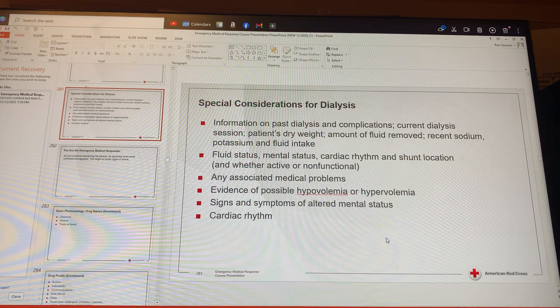Information to gather: past dialysis and complications, current dialysis session, patient's dry weight, amount of fluid removed, recent sodium, potassium and fluid intake, fluid status, mental status, cardiac rhythm and shunt location, and whether active or non-functional, any associated medical problems, evidence of possible hypovolemia or hypervolemia, signs and symptoms of altered mental status, cardiac rhythm.